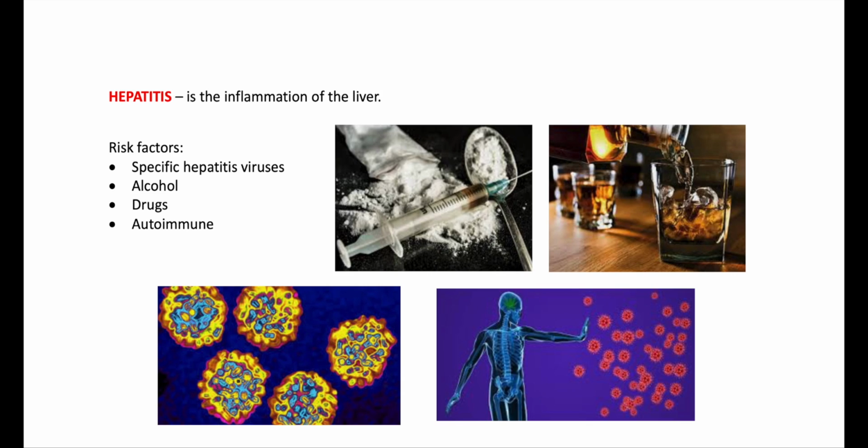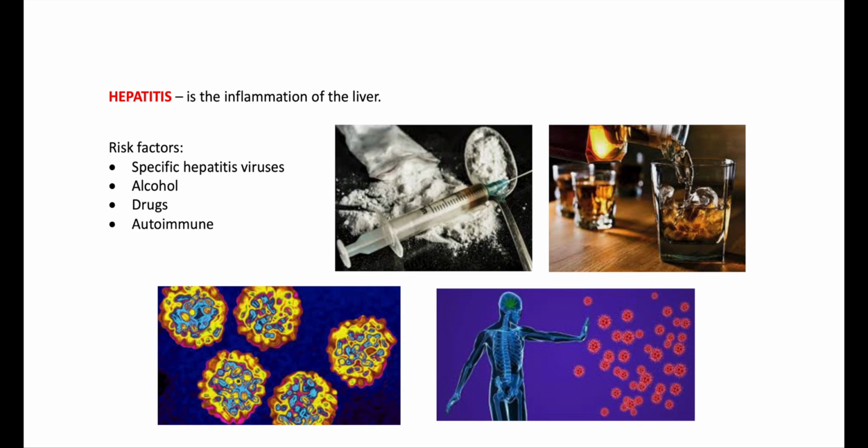Risk factors: specific hepatitis viruses, which can be contracted by drinking contaminated water or through sexual contact with a person with a certain type of the virus. Alcoholic hepatitis can develop when alcohol damages the liver. The chemicals in alcohol can trigger inflammation that destroys the liver cells. Over time, scars replace healthy liver tissue, which interferes with liver function.